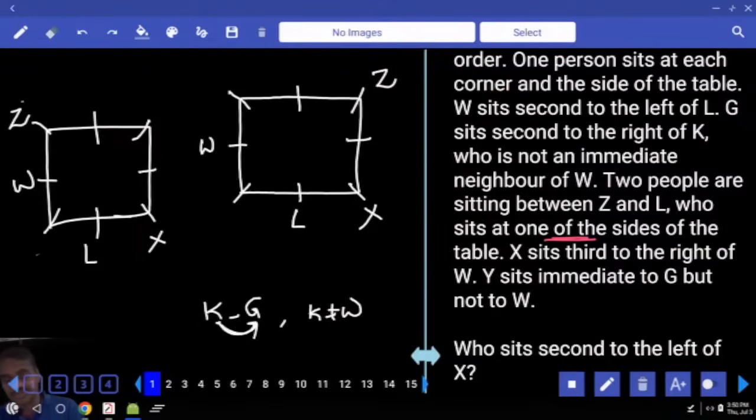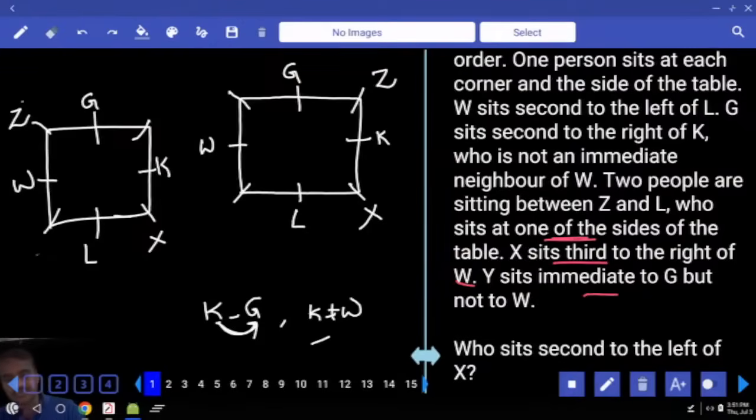G is seated second to the right of K. In this one, this is the only possibility we have. K and W are not adjacent to each other, so G and K are here. K is not an immediate neighbor of W. X sits third to the right of W.